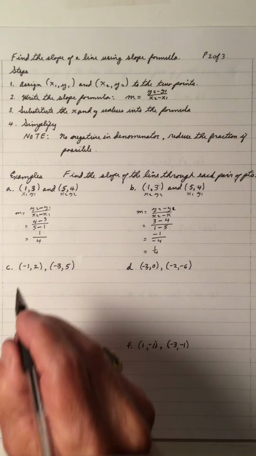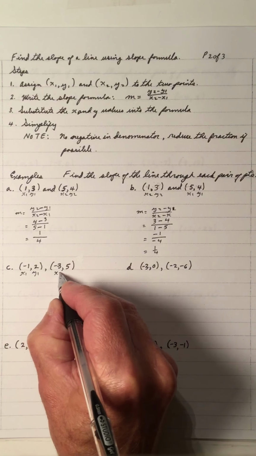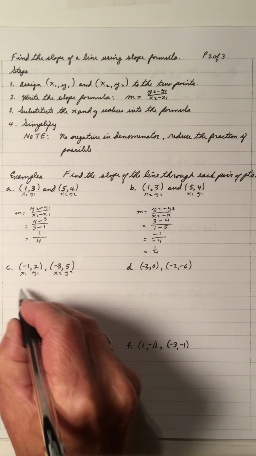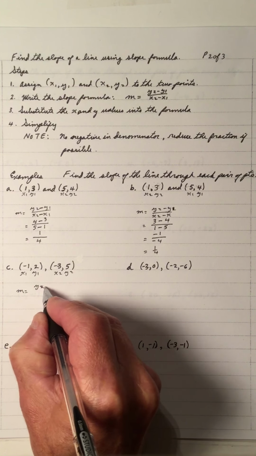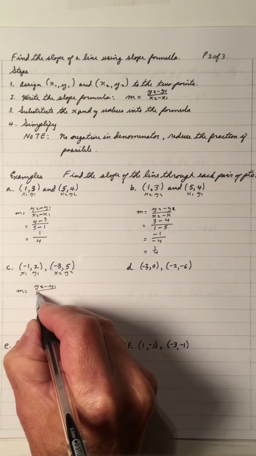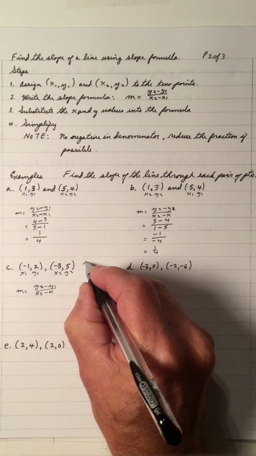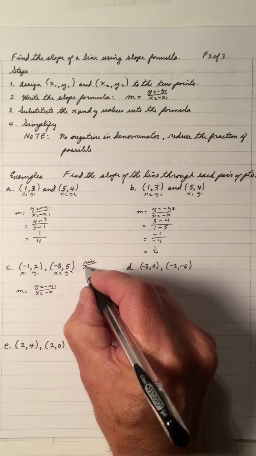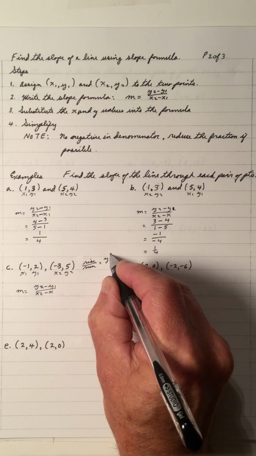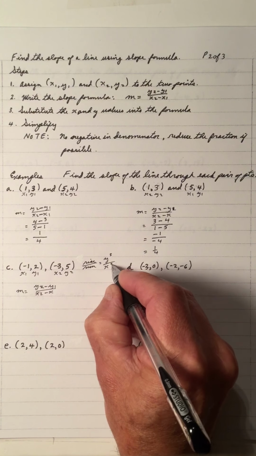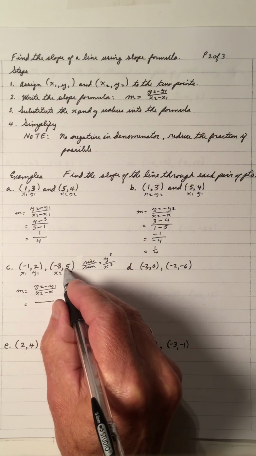Let's do another one. I always go, this is the first point, this is x1, y1. That's the second point, that's x2, y2. Slope formula is y2 minus y1 over x2 minus x1. And remember, the slope is rise over run. So that means you have the y's over the x's. So we keep it in mind. Draw a line.